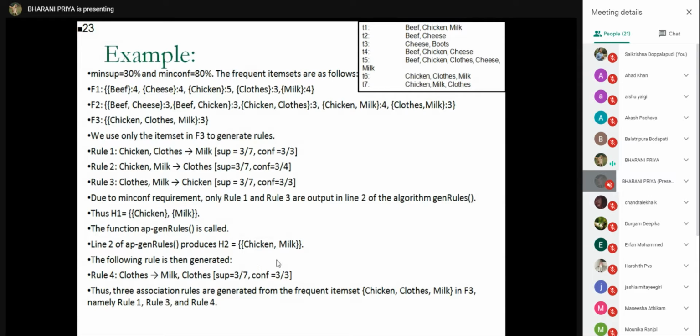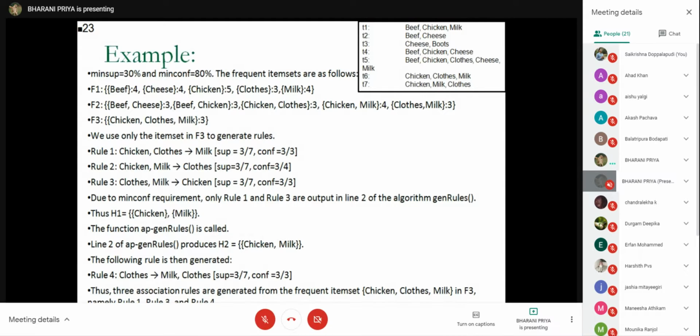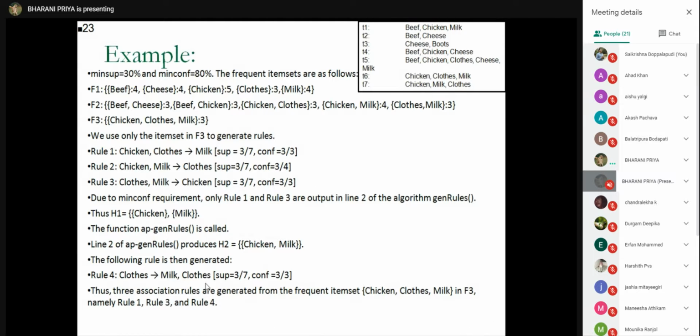What is our consequent? Chicken and milk. So from this H2, we are generating the consequent chicken milk with the remaining one, clothes. Is this point clear? Here I have written a wrong rule. Not clothes associates milk, but clothes associates chicken milk.